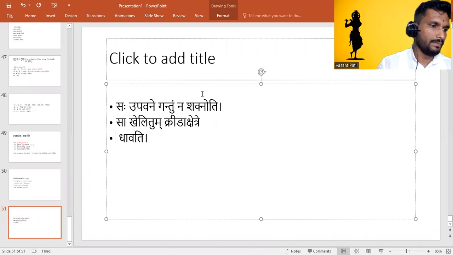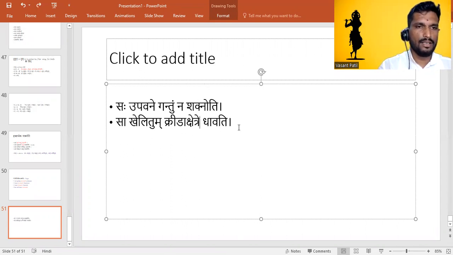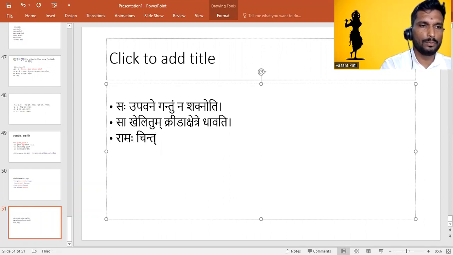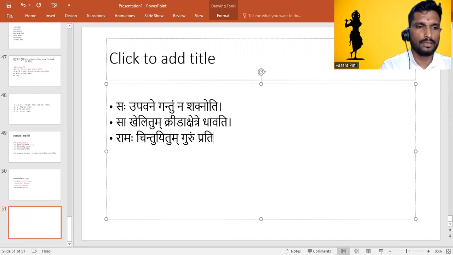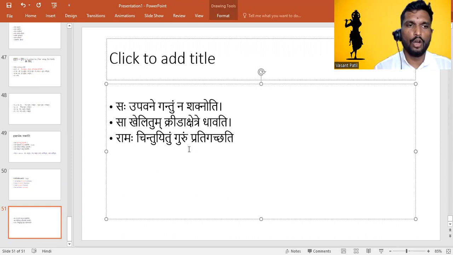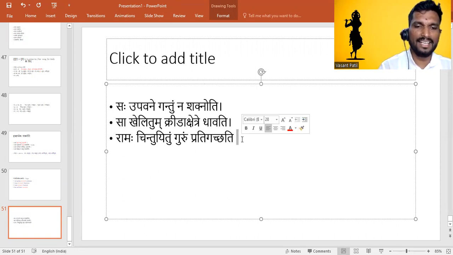Then, saha aur Ramah chintayitum gurum gacchati, gurum prati gacchati. Gacchati means what? In order to think, he goes to the guru, or in order to think, he reads the Vedas.